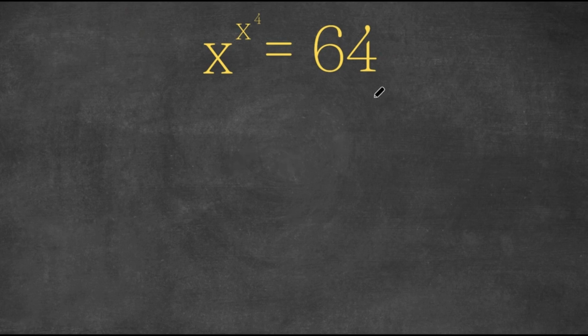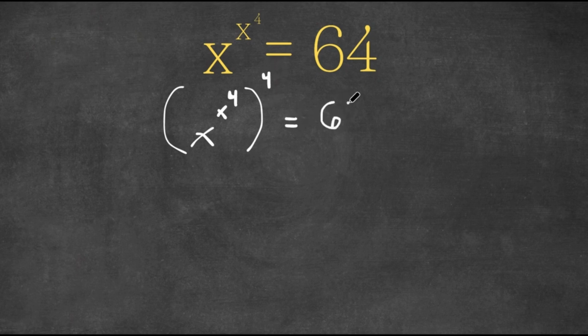In today's video, I'm going to be teaching you guys how to solve this exponential equation. So we have x to the power of x to the power of 4 equals 64. So now what I'm first going to do is take the power of 4 on both sides. So now we have (x to the power of x to the power of 4) to the power of 4 is equal to 64 to the power of 4.